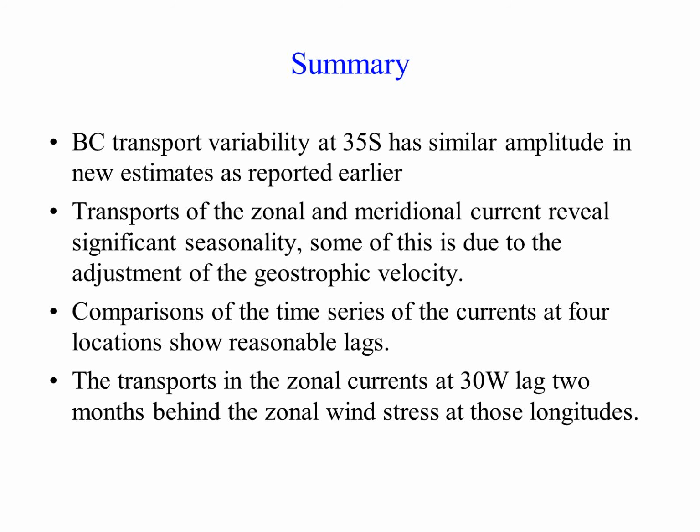Then the comparison of the time series of the currents at 4 locations shows reasonable lags between each other. And the final one was that the transport of the zonal currents at 30 west lags about 2 months behind the zonal wind stress at that longitude. So these are the main results from what I prepared for this. If you have any questions?